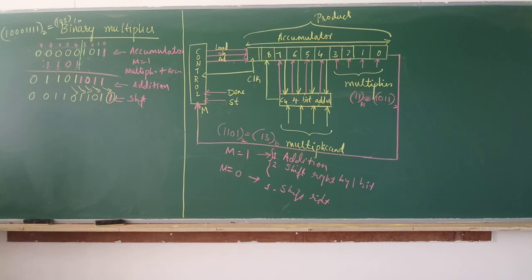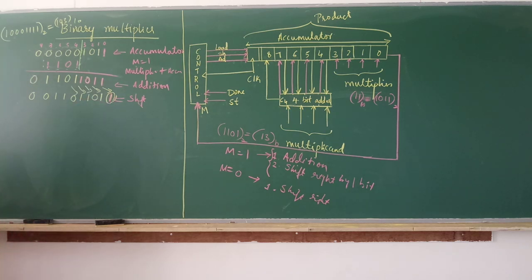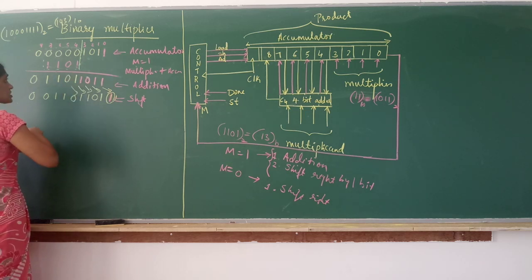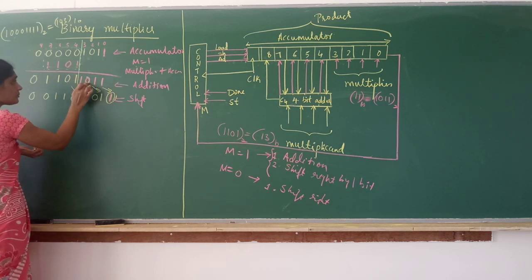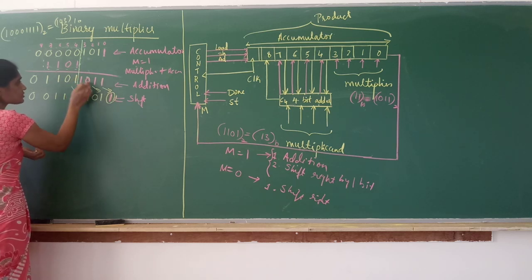Again it will check the value of m, correct? So now what is m? M is again 1. Now let me try the separation line. So this is the multiplier, right? So now multiplier, 1 bit is out.